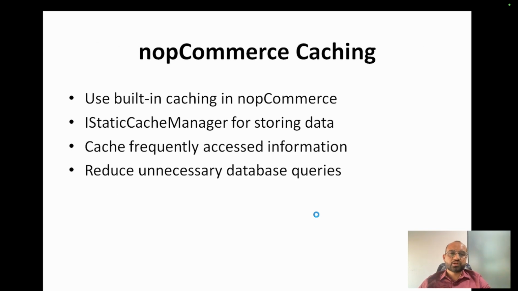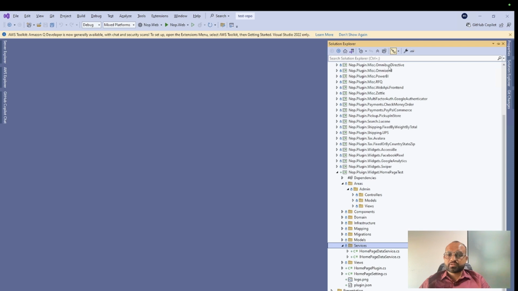Let's go one by one. nopCommerce caching. This is the most important part that developers need to understand. Use the built-in caching system of nopCommerce. You need to use exactly what nopCommerce is using. You can also check IStaticCacheManager for storing the data. That is the most important part that, as a developer, you need to check: use the caching system. Let me show you on the code side.